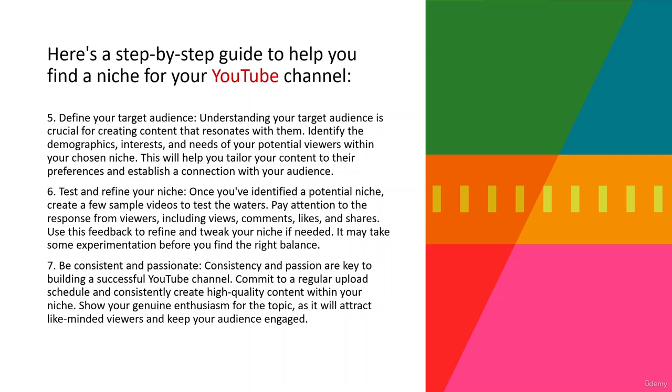7. Be consistent and passionate. Consistency and passion are key to building a successful YouTube channel. Commit to a regular upload schedule and consistently create high quality content within your niche. Show your genuine enthusiasm for the topic, as it will attract like-minded viewers and keep your audience engaged.